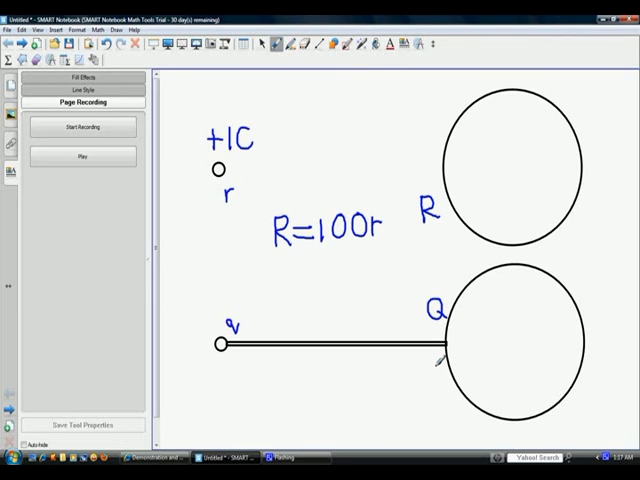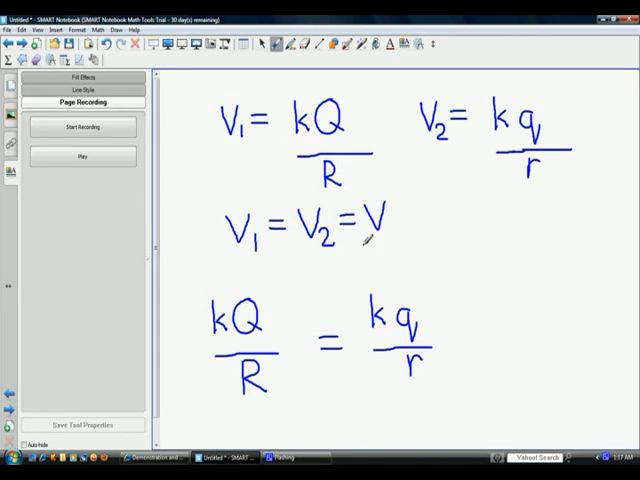Therefore, that 1 coulomb charge will redistribute until there is no more potential difference. In other words, the two spheres after being connected become equipotential, which means V1 is equal to V2 is equal to V. So setting these two equations equal, we get K times big Q over big R is equal to K times small q over small r. We can cancel the electrostatic constant from both sides, which gives us capital Q over capital R is equal to small q over small r.